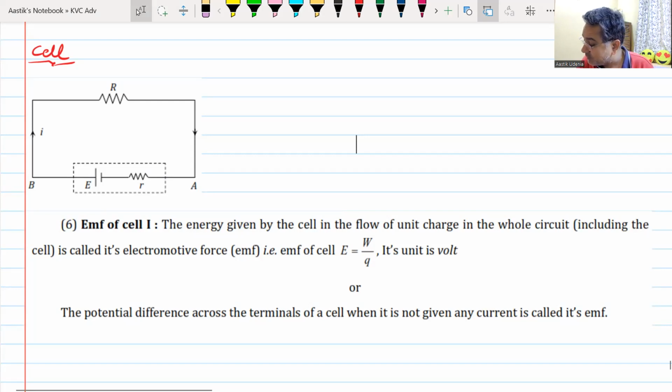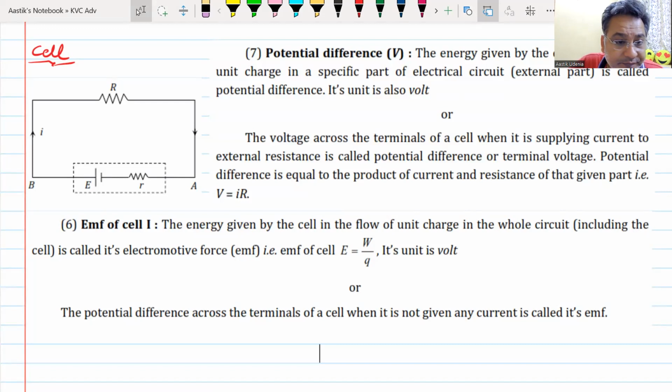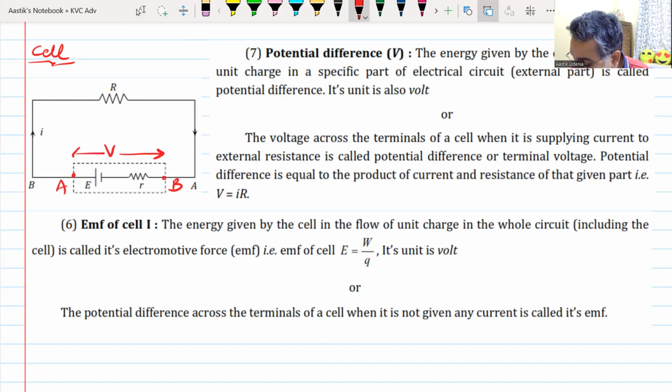And what do you mean by potential difference across the battery? The potential difference across the battery is the potential difference across these 2 points A and B. Do we understand this? Yes. The potential difference across these 2 points is known as the potential difference across the battery.